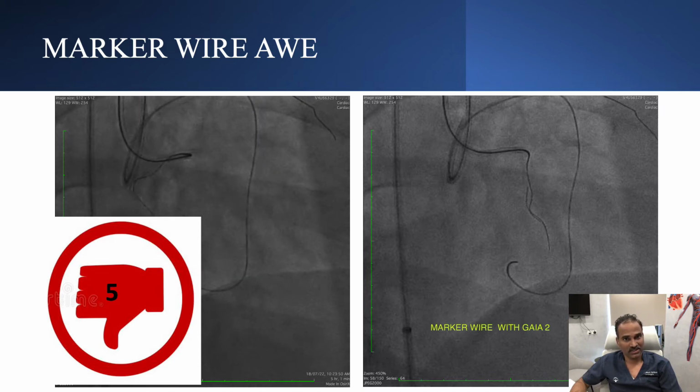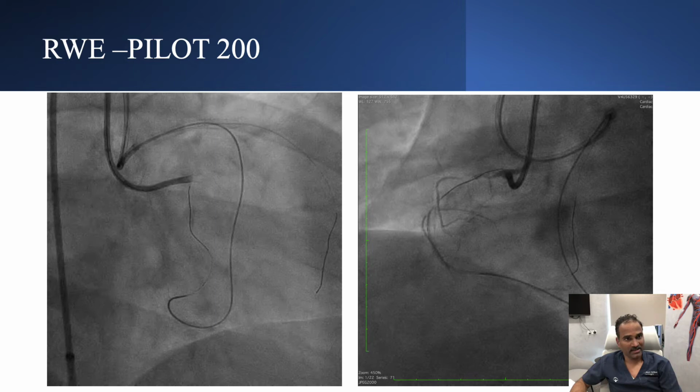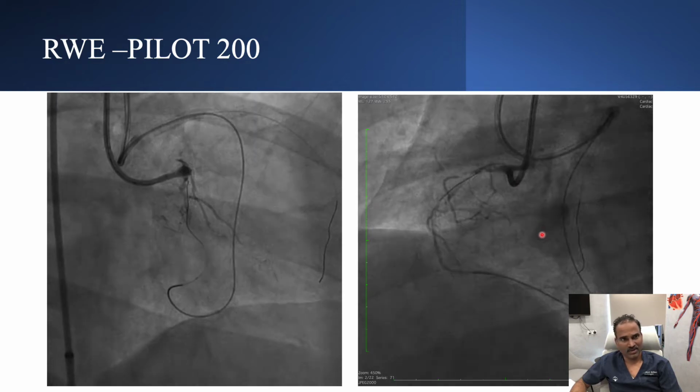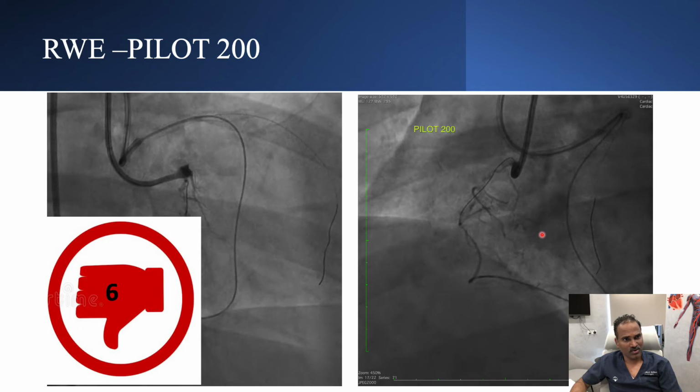So the next hostility I had, I had to upgrade my retrograde wire to Pilot 200, because this is a wire which can really take the loops of the vessel, unlike Gaia 2, Gaia 3 or other stiff wires. So Pilot went into the proximal vessel, but again here it went subintimal, and so we couldn't bring it back into the antegrade guide. So yeah, this is the next hostility I had.